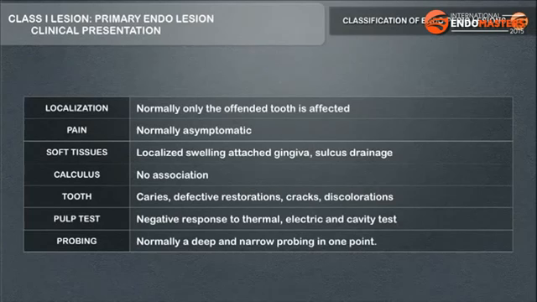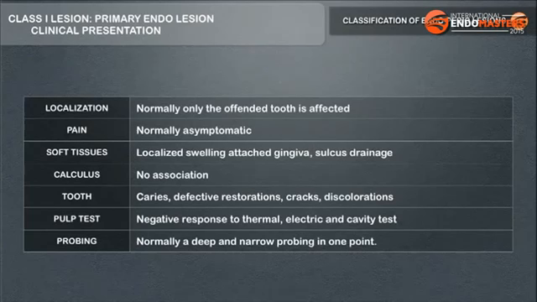Soft tissue exploration normally reflects a localized swelling in the attached gingiva and/or a drainage from the gingival sulcus. Adjacent teeth normally can show a normal periodontal condition. The tooth normally shows deep caries, a huge defective restoration, crack lines, or discolorations. These correspond to the portal of entrance of bacteria to the pulp tissue. Very important, there is a negative response to thermal, electric, or to the cavity test.